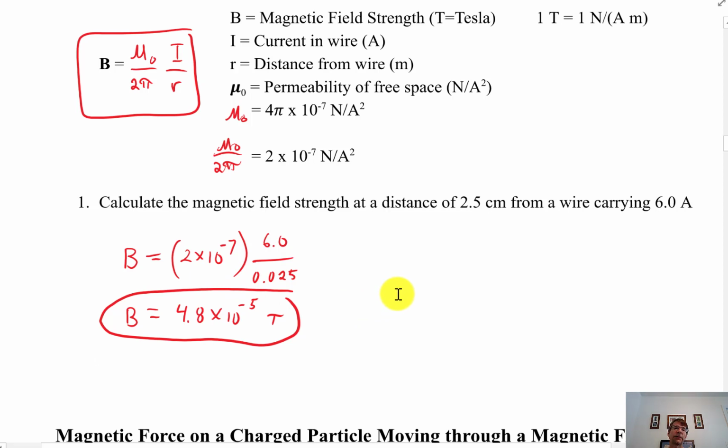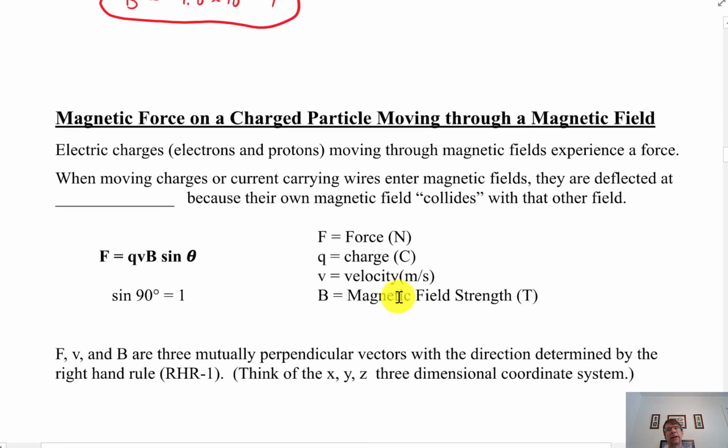For example, now the directional things come into play with this application: magnetic force on a charged particle moving through a magnetic field. Okay, so here's where the rubber meets the road. The electric charges, electrons and protons, moving through magnetic fields experience a force. When they move through a field, or a wire is in the field, they are deflected at right angles. Now, the vector geometry of this, I'm not going to get into all the details, but suffice it to say, they're at right angles.